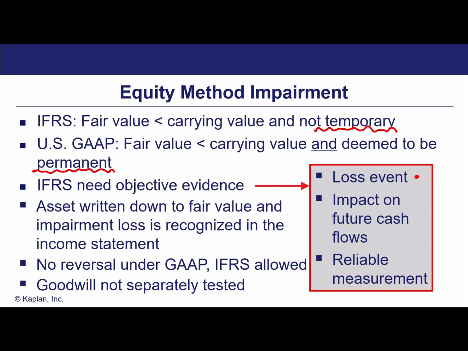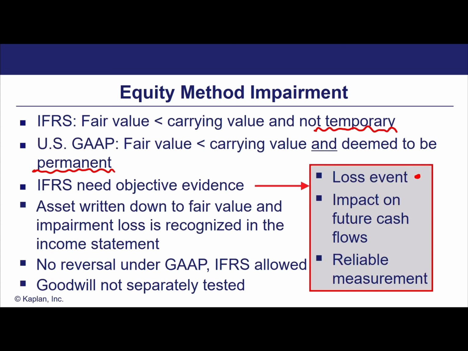Number one, it's going to look for a loss event. Some event that gives you an indication that your associate might be impaired. It could be, for example, losses of major customers. It could be a competitor launching a product that substantially makes the associate's products obsolete. Some key event that is going to affect revenues, either decrease future revenues or increase future expenses. Now, the key point is it must have an impact on future cash flows.